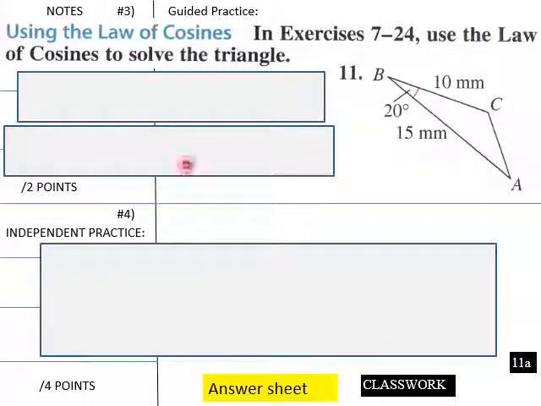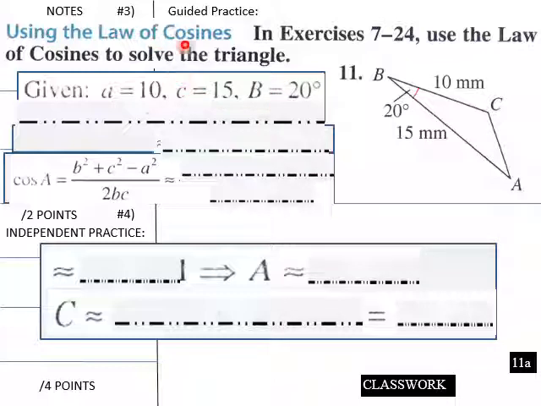Okay, let's try one using the law of cosines. Use the law of cosines to solve this triangle here. And what do we know? Side angle side is what we know here. Okay, so in our next guided practice here, use the law of cosines to solve this triangle here.